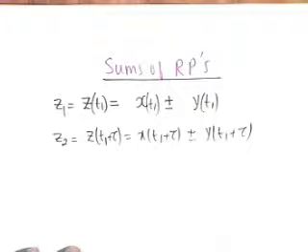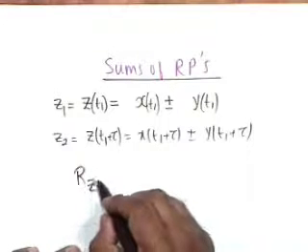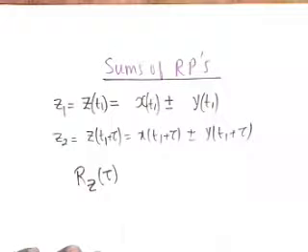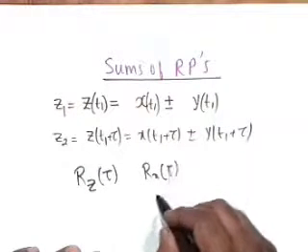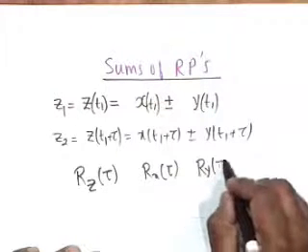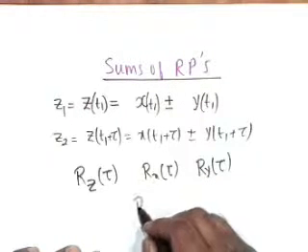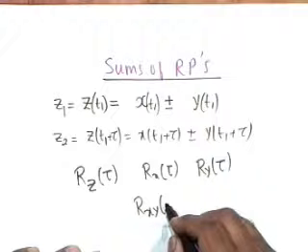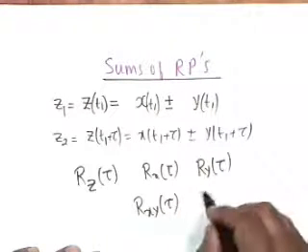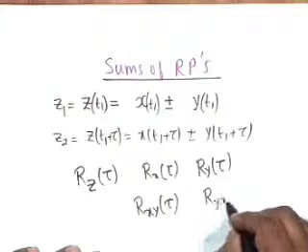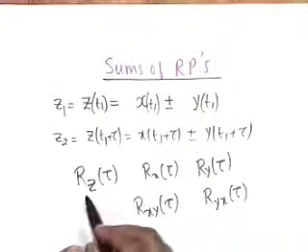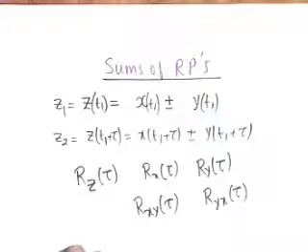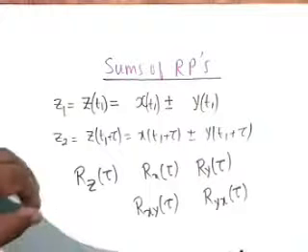Alright, then it makes sense to talk about the autocorrelation coefficient of z, the autocorrelation coefficient of x, the autocorrelation coefficient of y, then the cross correlation coefficient of x and y. There are two of them, rxy and ryx of tau. Alright, what we would like to know is what is the relationship between all these five quantities. And it's very simple to derive this.